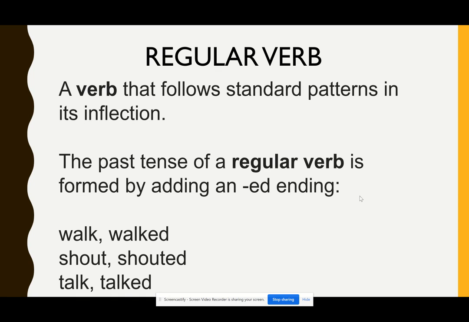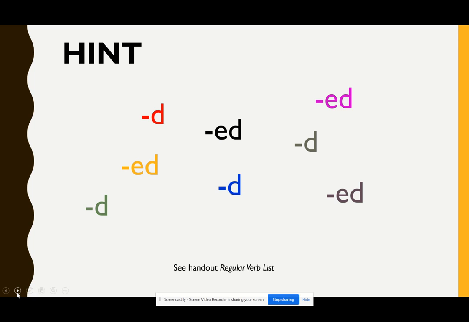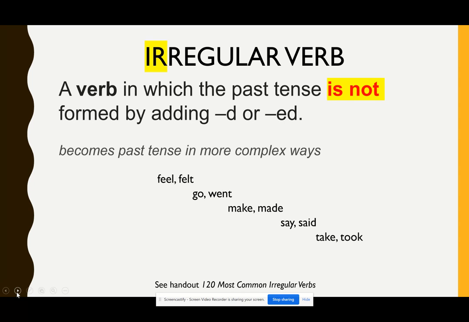And so let's look at the regular verb first. It's a verb that follows standard patterns in its inflection. So the past tense of a regular verb is formed by adding an ed. The past tense of the regular verb walk becomes walked. Shout becomes shouted, and talk becomes talked. So your hint for regular verbs, and I'll add this in the module as a regular verb list, is that a verb that ends in D or ED is how you form the past tense of a regular verb.